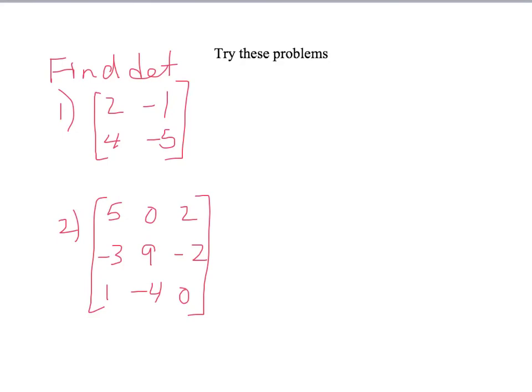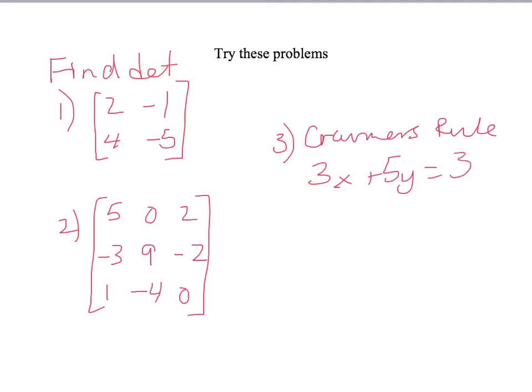And then, if you are feeling really wild, like you want to give this a shot, I would like you to use Cramer's rule to solve 3x plus 5y equals 3, and negative x plus 2y equals 10.